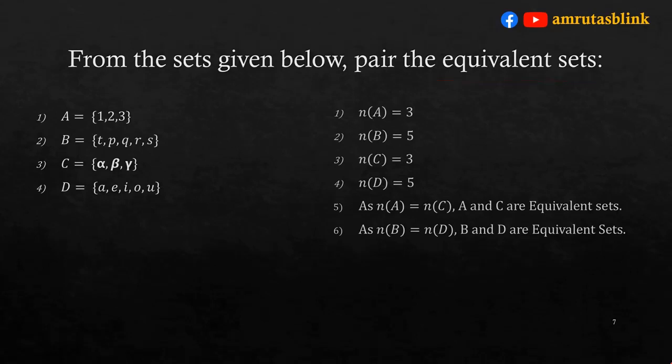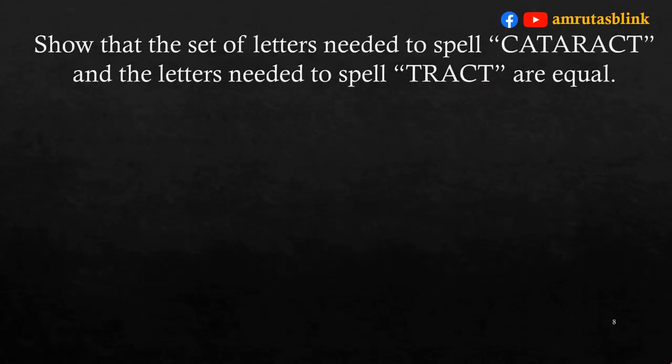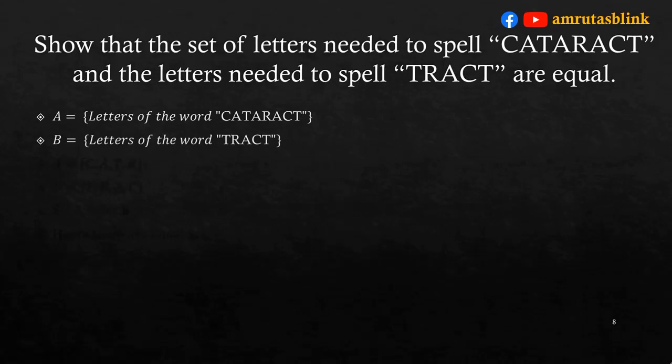Show that the set of letters needed to spell cataract and the letters needed to spell tract are equal. Now, if we consider set A is equal to the letters of the word cataract, right now this set is in the set builder form. Similarly, there is a set B with the letters of the word tract. Now we'll write both the sets in list form or roster form.